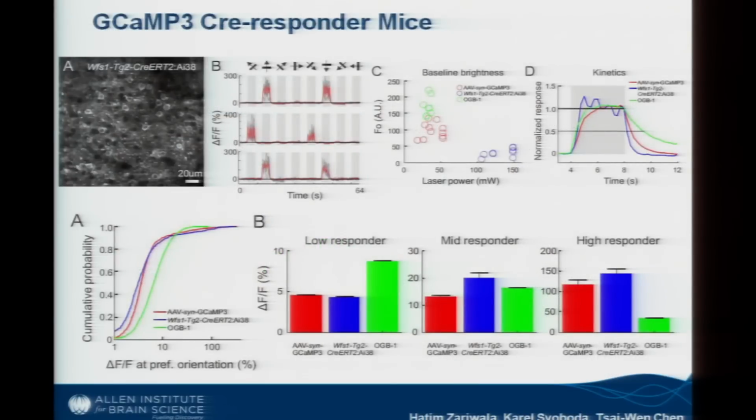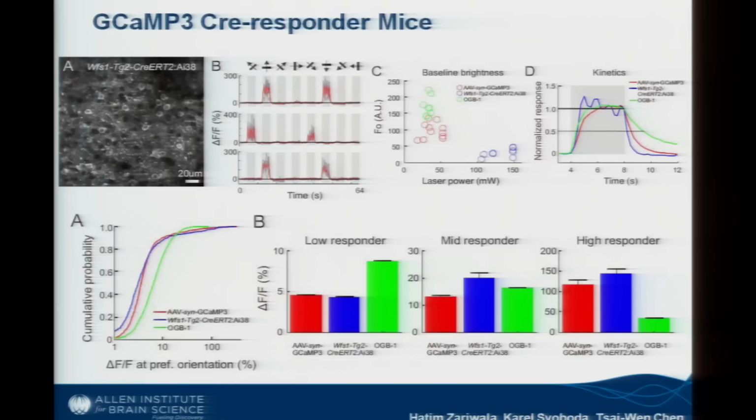I have this one slide showing our latest data on another reporter mouse that we generated, which expresses GCaMP3, the genetically encoded calcium indicator. This mouse line is called Ai38. This data comes from the Janelia GECI team. Many people know Hatim here. He used to work at the Allen Institute, but he did this part of the work at Janelia together with Karel Svoboda and Tsai-Wen Chen.